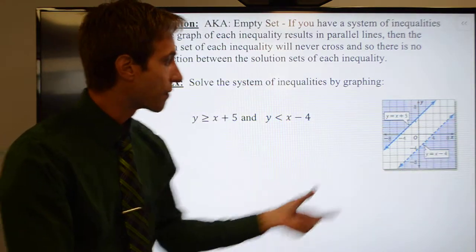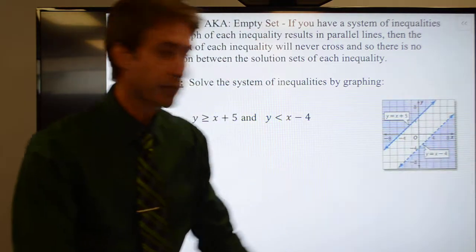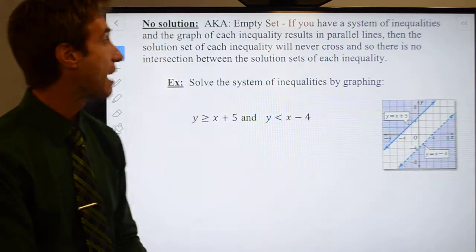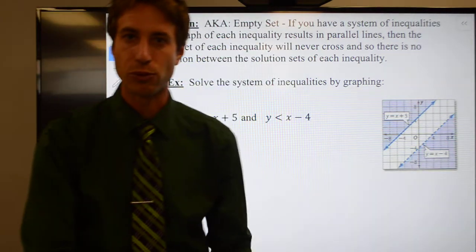If you were to graph them, you get parallel lines. And because the shading goes in opposite directions, there is no region of overlap, and so you have no solution, right? No solution, the empty set, right? You don't have a region of overlap.